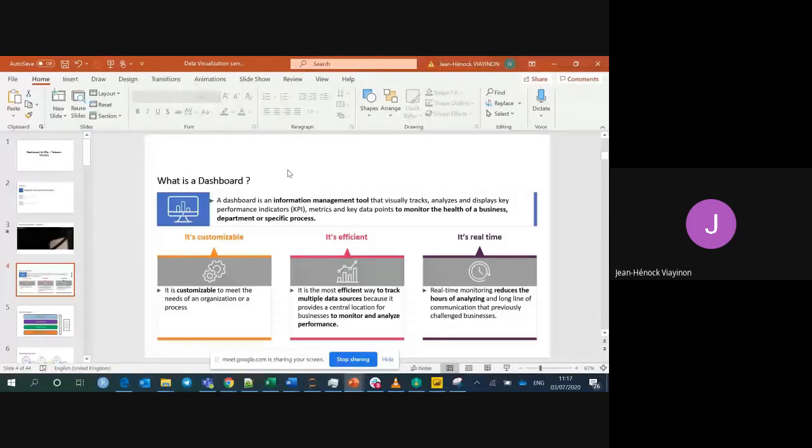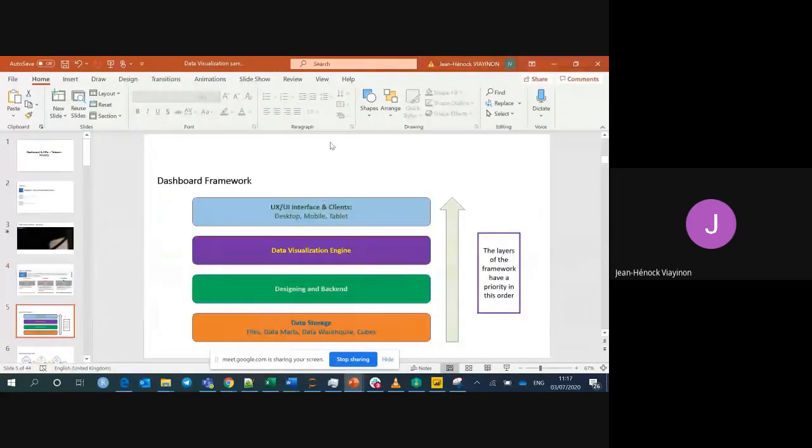Yes, so now moving to the dashboard framework, you have the layers. Those layers of the framework have a priority, so exactly in the order I just made them in this slide. So you have, from the bottom to the top, data storage, the designing and the backend, the data visualization engine, and now you have to design your interface for the client.